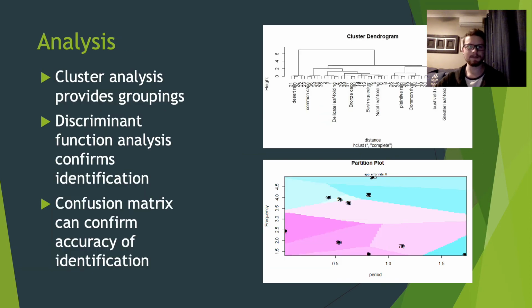The cluster analysis will help group my unknown calls to prior identified calls. The discriminant function analysis will then compare these two and distinguish the species of the unknown call. A confusion matrix can then be used to determine the accuracy of the results.